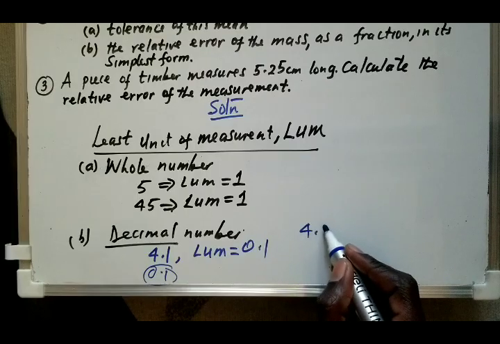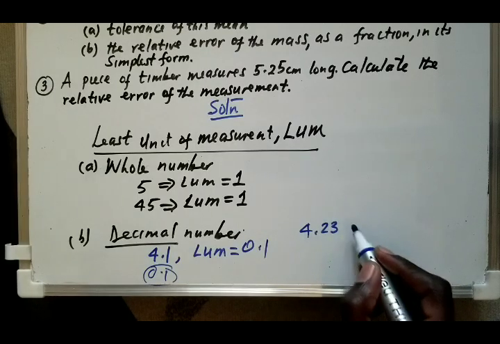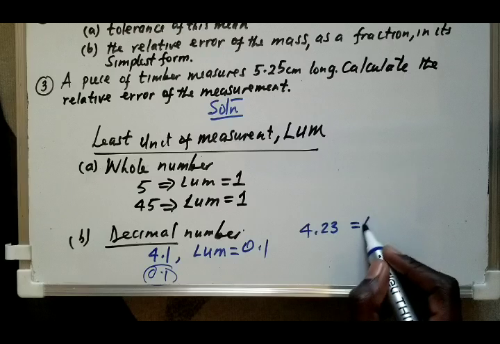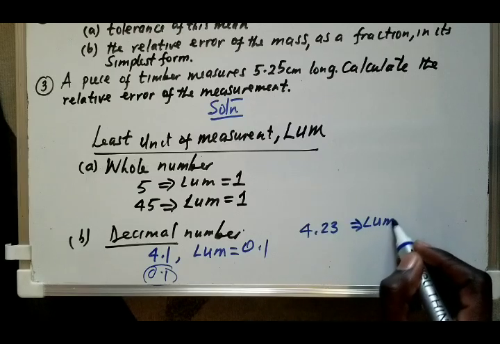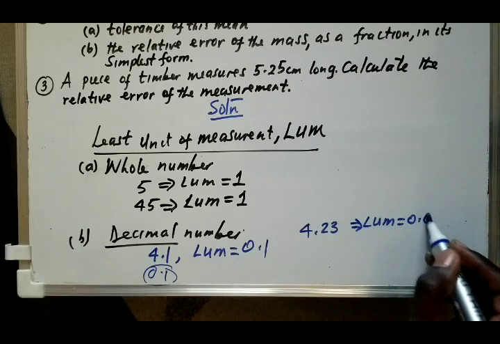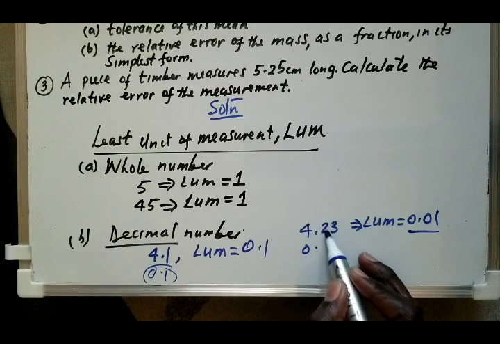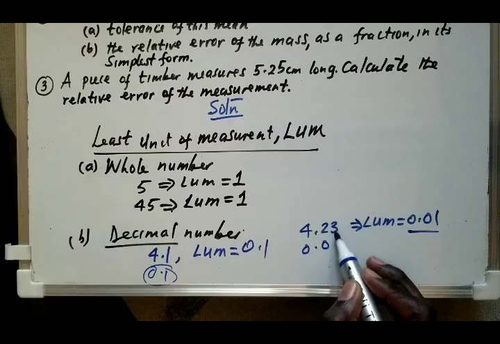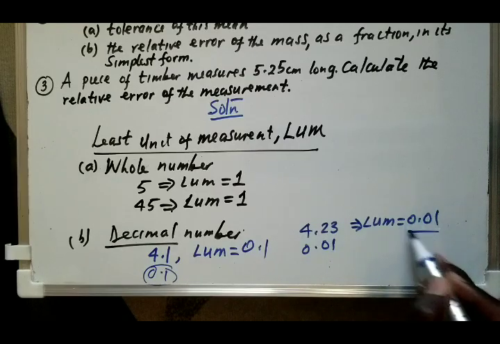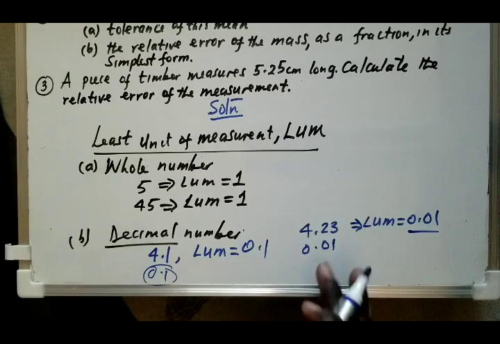Suppose I had 1.23, then what was going to be the least unit? Well, the least unit of measurement was going to be 0.01. How am I coming up with that? Remember, before the decimal point, put a 0, then a point, then the first digit represents a 0, then the last digit will be a 1, and that's the way we are getting that.